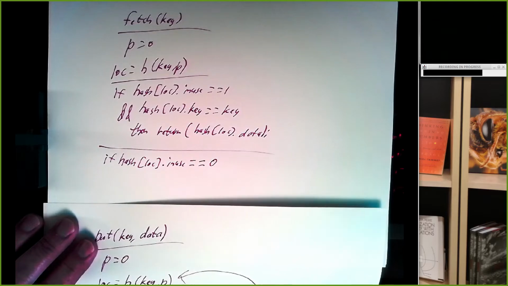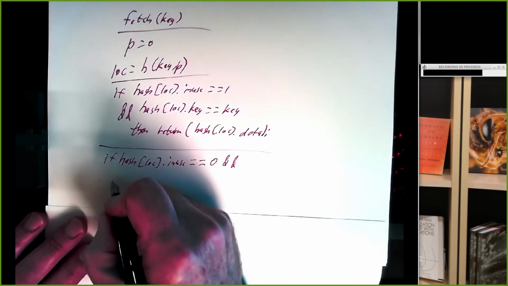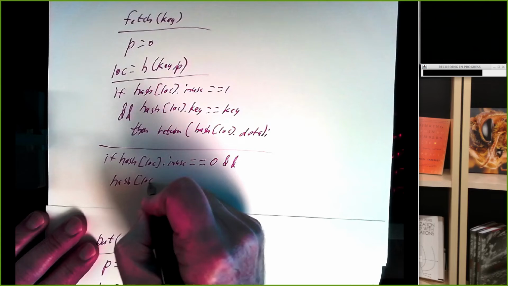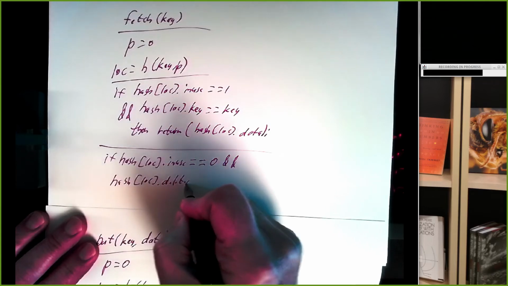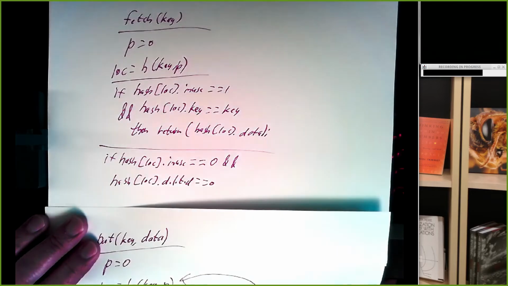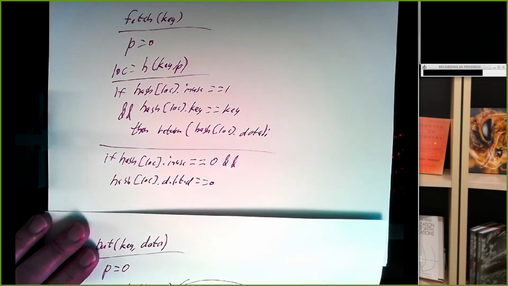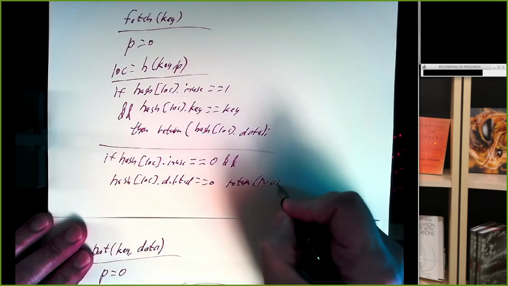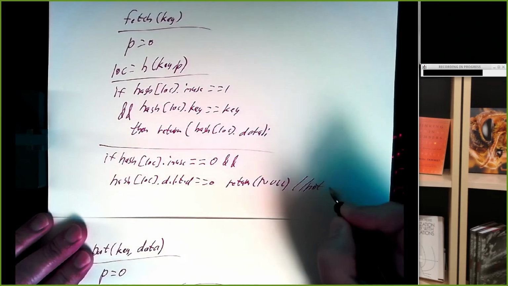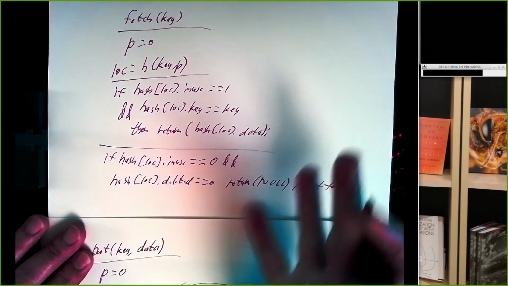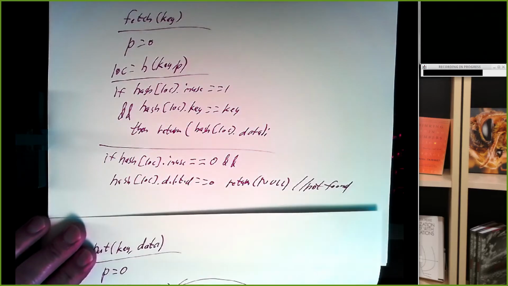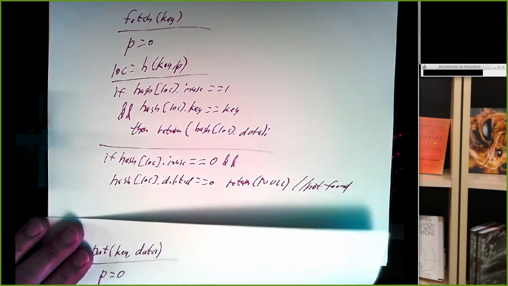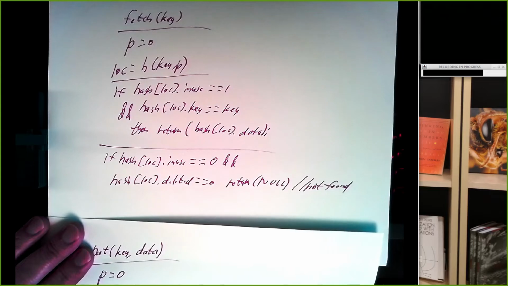If that location is not in use, and that location does not indicate that something used to be in there, then we didn't find our key. And so I'm just going to say we're going to return null, and the caller will understand that if this function returns null, it means the key wasn't found. If it returns something non-null, it's returning the data associated with that key.